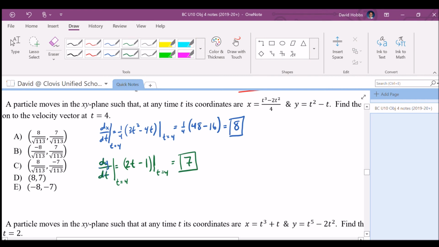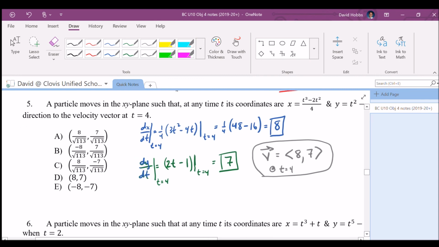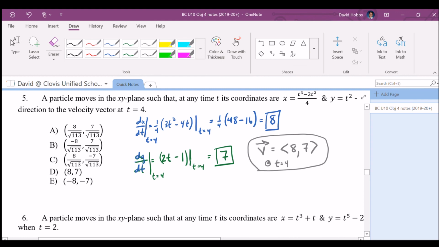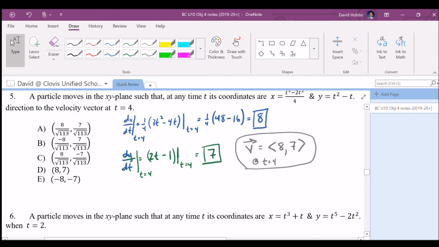Okay, so if we put that together, the velocity vector at t equals 4 is <8, 7>. Now that's not what they're asking for. They said find the vector that is opposite in direction to the velocity vector. Okay. So by the way, it's obviously not D.